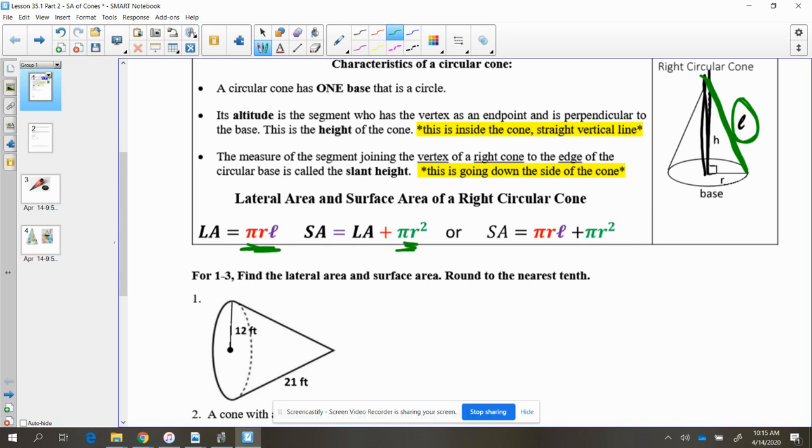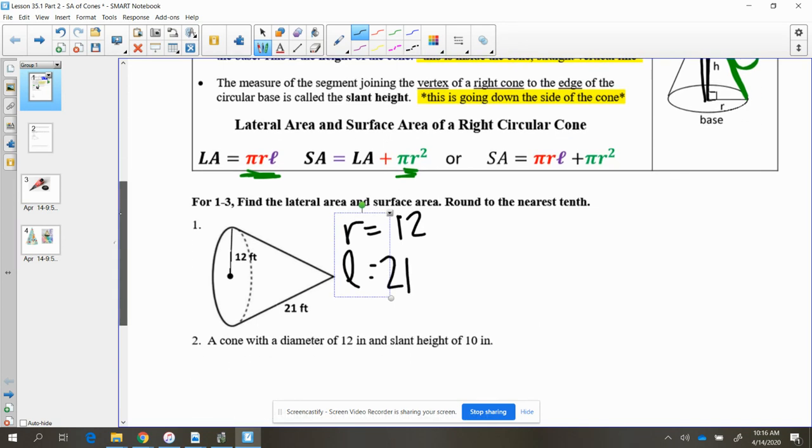Now, for number one, this is a great example of showing us kind of what we need each time in order to solve for the lateral area and surface area of our cones. So each time we basically need two things. What is the radius and what is the slant height? Now the radius here is given as 12. Slant height is given as 21.